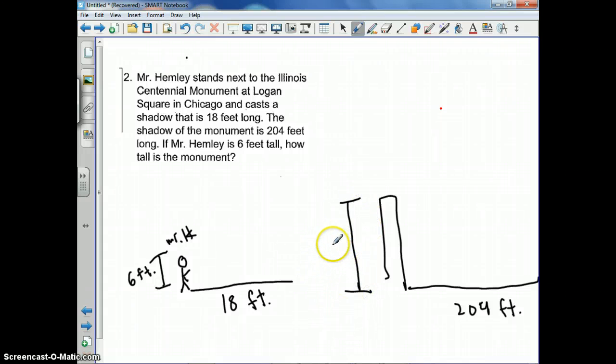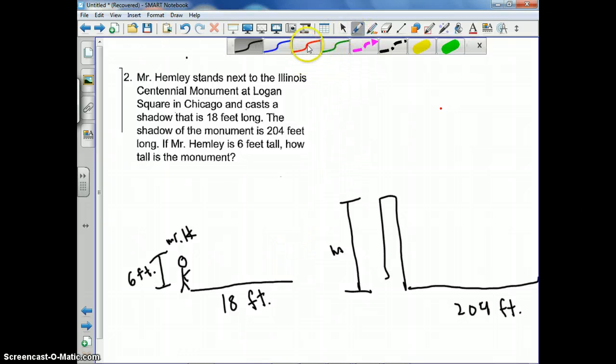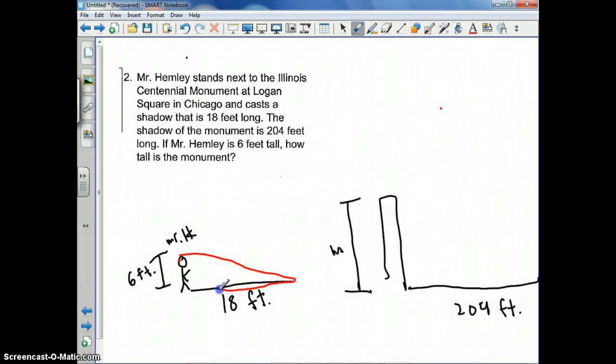So what can I put here? M, H, X. You put M for monument, H for height, X because you don't know anything better to put. Anything's fine. So just remember from class, as a quick review, what shape would this make? Yeah, if you attach the top of Mr. Hemley's head to the end of the shadow, that's a triangle. What shape would you make here? Same shape. My lines aren't perfect, and I didn't draw to scale, but these would be similar triangles. So this is a similar triangle problem. In this case, we have 18 by 6 and 204 by M, because we don't know.